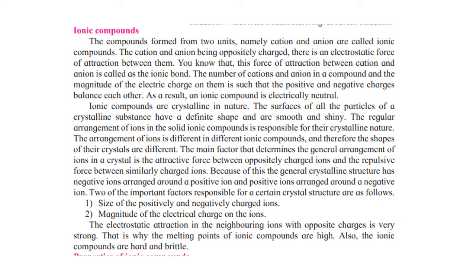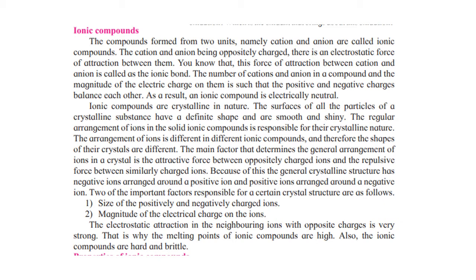What it means is, for example, consider NaCl. Now, NaCl has one sodium positively charged ion and one chlorine negatively charged ion. So, when they are bound by an ionic bond, what happens? The positive charge and the negative charge cancel each other and we get an electrically neutral compound.